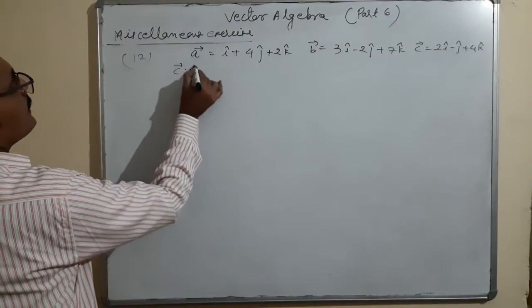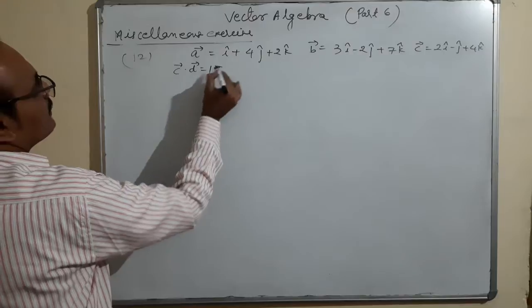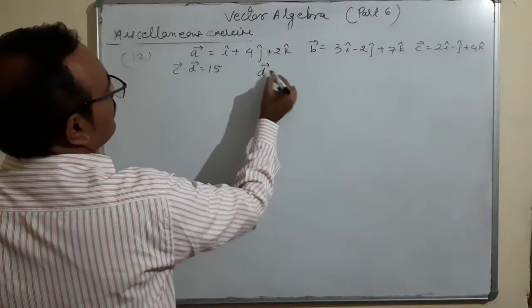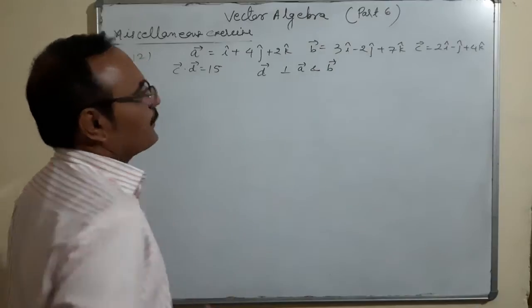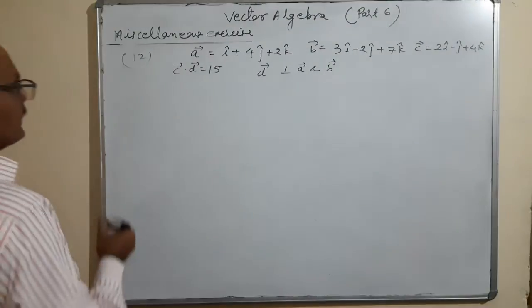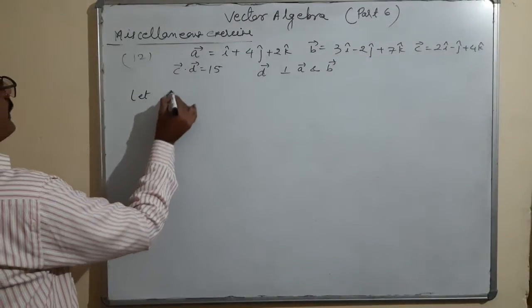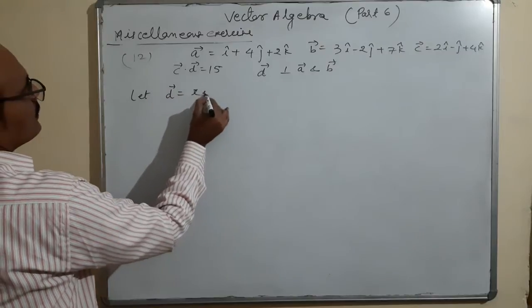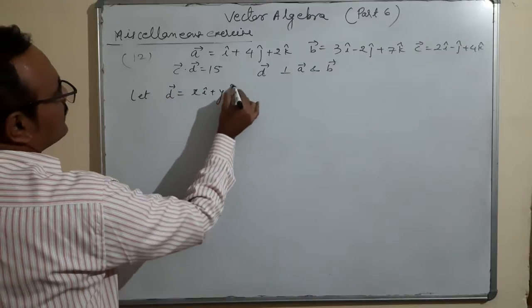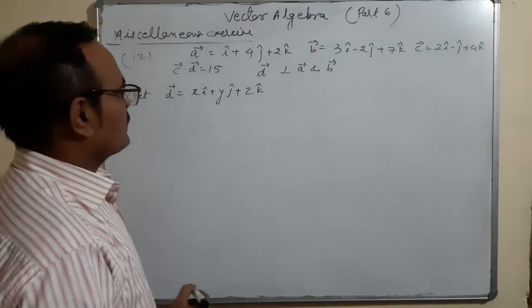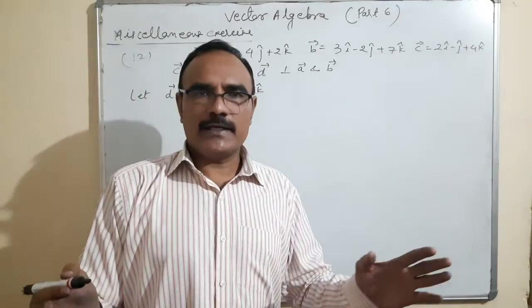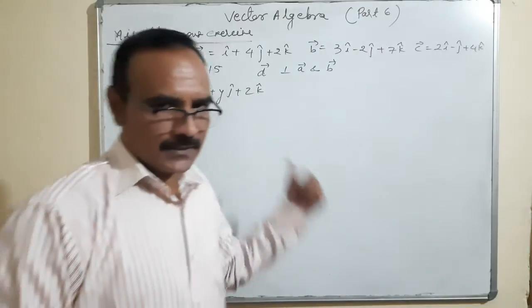Vector c dot vector d is equal to the given 15, and vector d is perpendicular to a as well as b, it is given. So let vector d be equal to xi plus yj plus zk. This vector d I have considered as xi plus yj plus zk. So finally we are finding the values of x, y, z and substituting here.